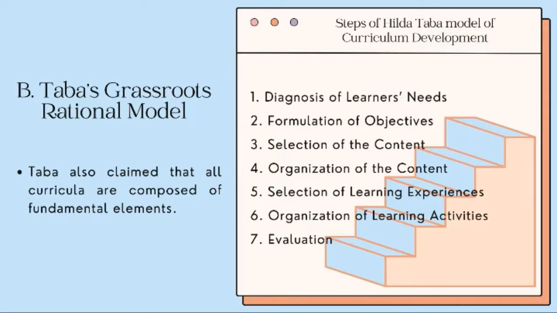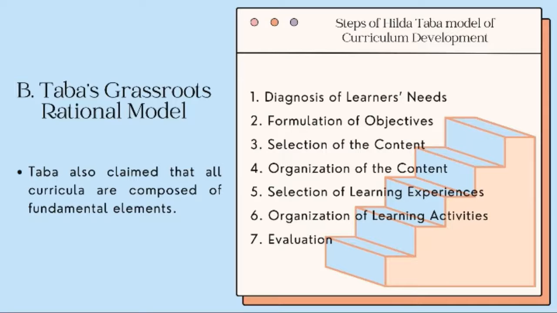So here are the 7 steps in Taba's model. The first step is diagnosis of learners' needs. The teacher, who is also the curriculum designer, starts the process by identifying the needs of the students for whom curriculum is to be planned. Taba also suggested that curriculum development could be made successful if there was a diagnosis of needs. This would help curriculum workers in understanding the needs of the learners. It would also help in the selection of the goals and objectives and in the selection of contents.